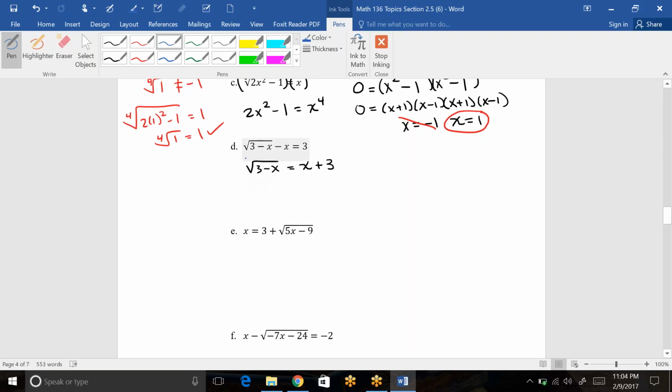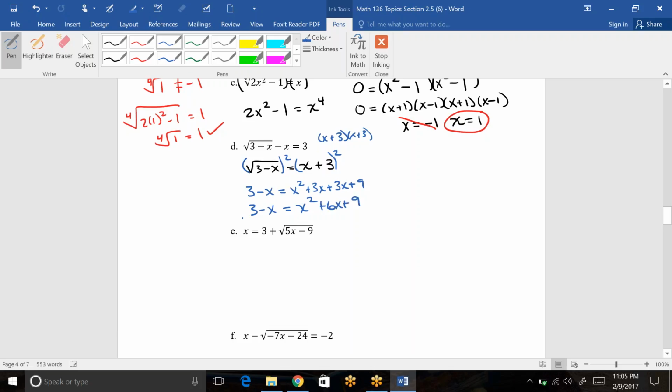I'm going to square both sides. This is new because this is one like we did in class. This has to be FOILed now because there's a binomial on that side. So this is 3 minus x because square root and square cancel. And then we get x squared plus 3x plus 3x plus 9. So what I did there was I worked out x plus 3 times x plus 3. So that's that. Combine like terms on the right side.